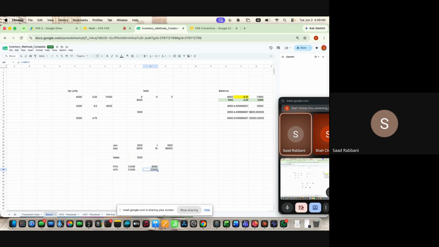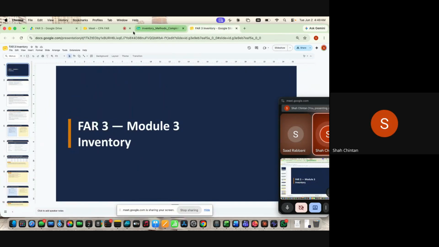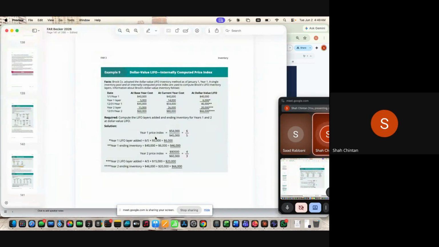Okay. And at base year cost, they mean that we have a cost from the start and we'll just use the same cost throughout the whole year. Same cost you should have used. However, you can adjust for the CPI inflation only, not actual inflation.